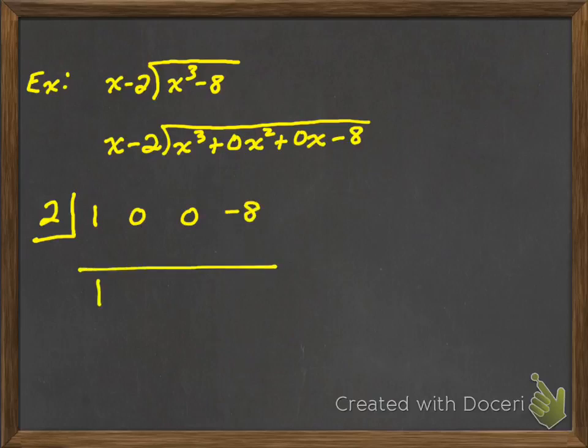Bring the first number down. Multiply. Add. Multiply these. Add. Multiply. And then adding gives you 0 for a remainder. Our original problem started out with x cubed, so our answer will start with x squared. So we're going to have 1x squared plus 2x plus 4.